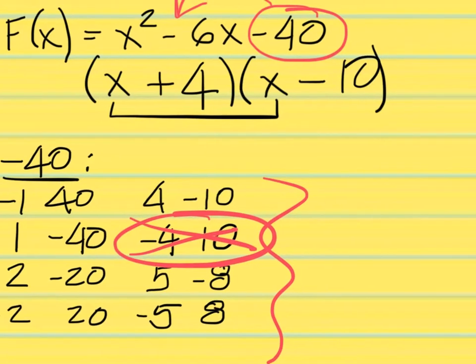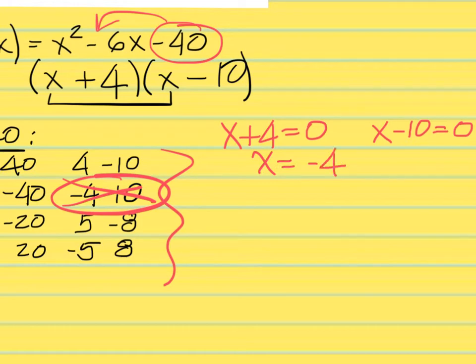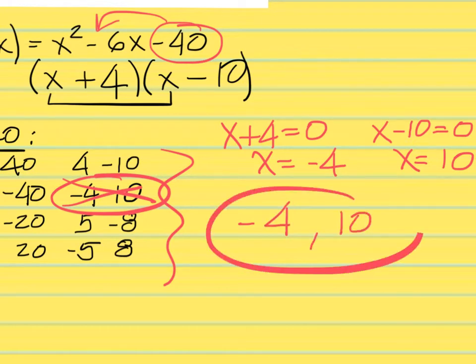Now you must set each of those equal to 0. So x plus 4 equals 0, x minus 10 equals 0. Move your constant to the right, change the sign. Constant to the right, change the sign. -4 and 10 are the zeros of that function.